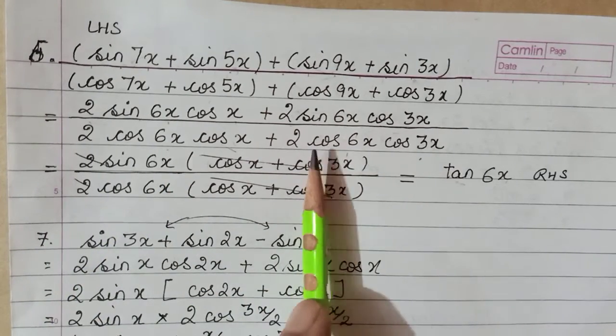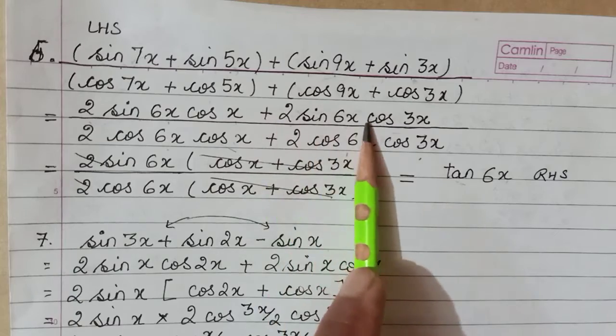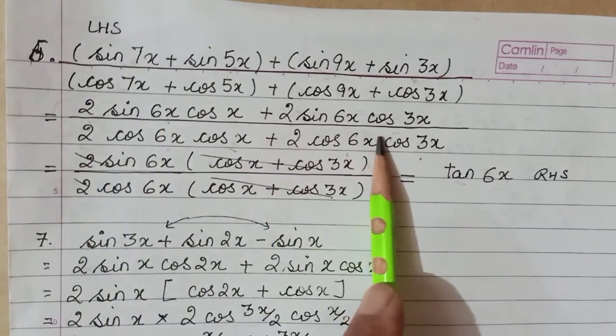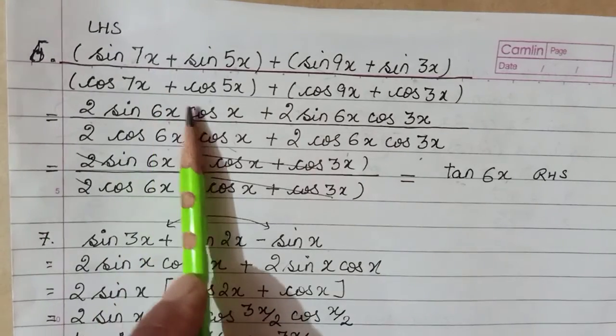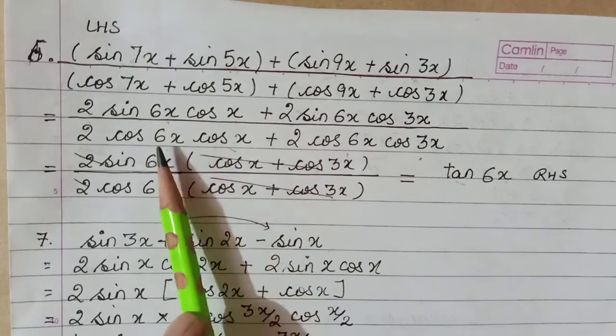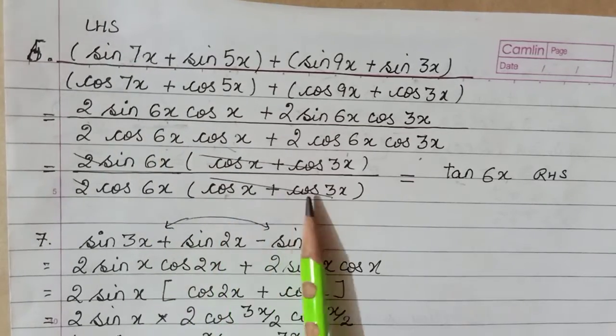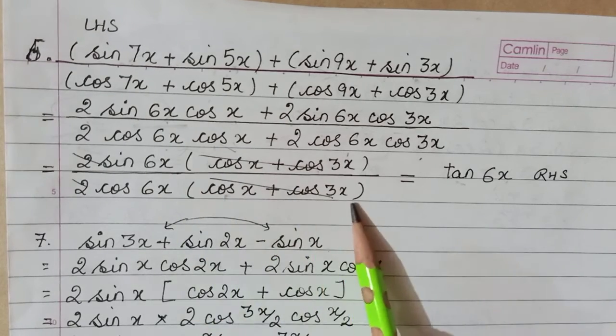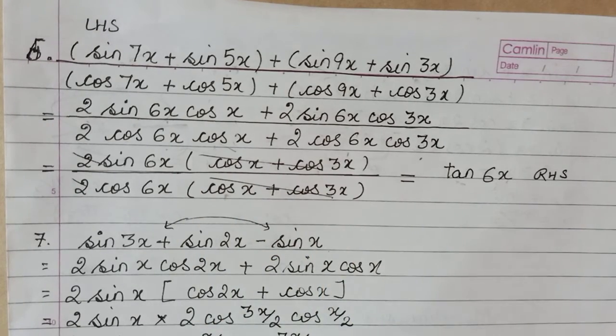And from here what are we observing? Numerator में 2 sin 6x हमारा कॉमन आ जा रहा है. Likewise denominator से 2 cos 6x कॉमन आ जा रहा है. And if I take that common, I'm left with cos x here and cos 3x here. Likewise denominator में भी this gone, we are left with cos x and here cos 3x. So this inside the bracket, this whole expression is exactly the same, would cancel out in front.